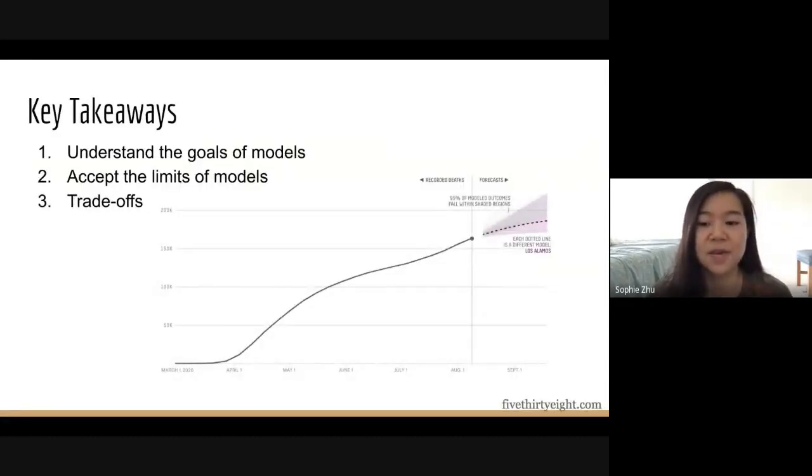So again, because a lot of this information will be perhaps higher than the understanding for some of you, the main takeaways I hope that you guys can get from this lecture are mainly that you try to understand the goals of models when you come into contact with them, accepting that all models, no matter how perfect, have limits, and that each time you choose a model, you are making certain trade-offs.